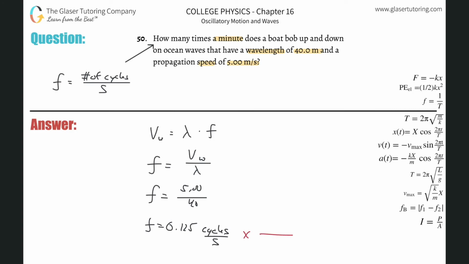Just do the conversion. Get rid of seconds, seconds on the top, minute on the bottom, 60 seconds in a minute. And this should make sense. So simply just multiply your answer by 60. And this now works out to be 7.5 bobs, or cycles, and we'll call it bobs, per minute.